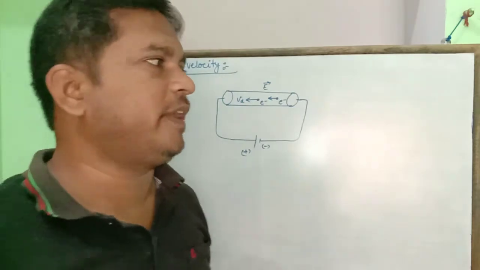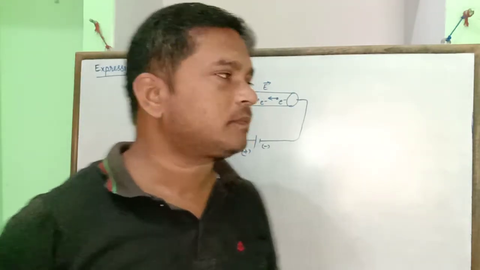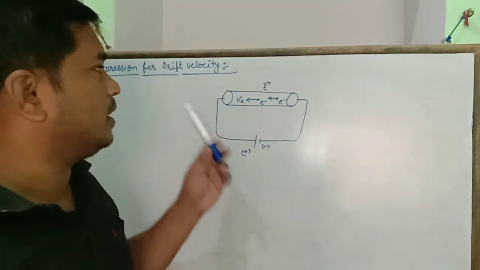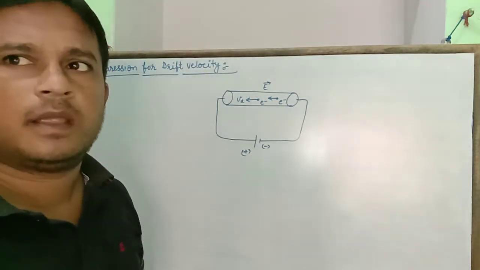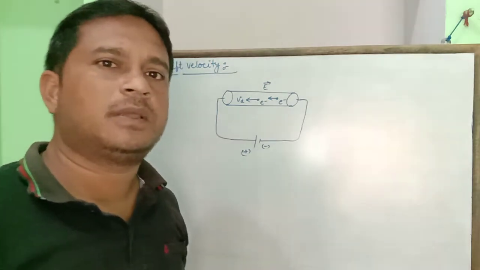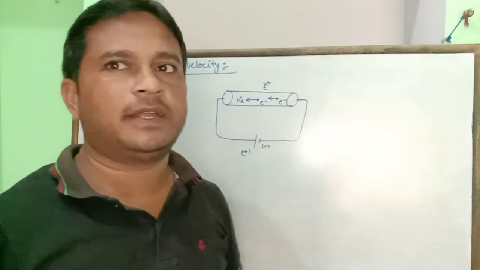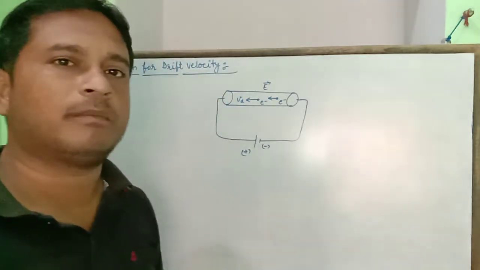Okay, so we have to determine the expression for drift velocity. What is the drift velocity? It is the average velocity of the electrons by which they are drifted towards the positive terminal of the battery.